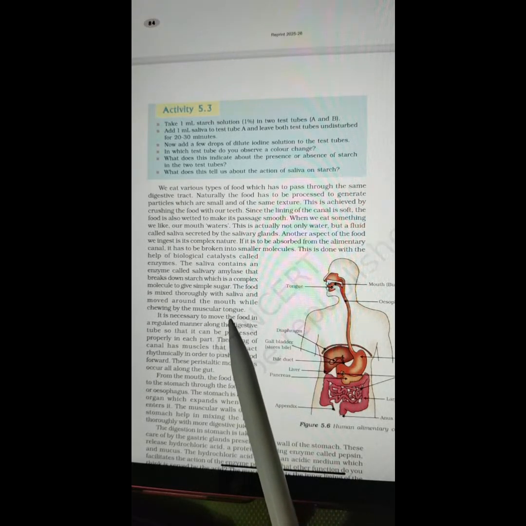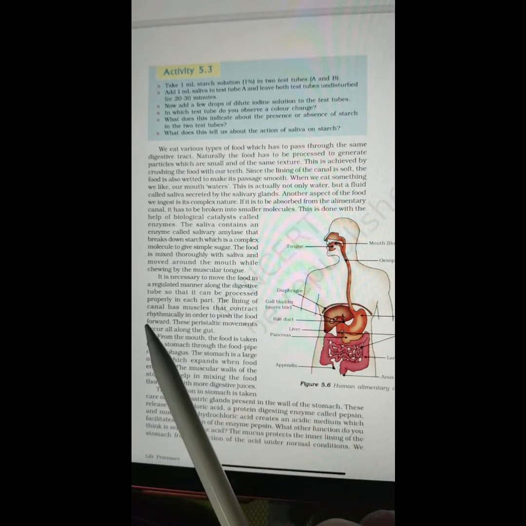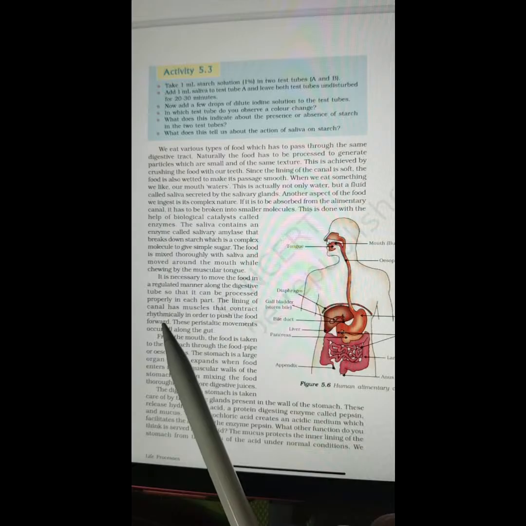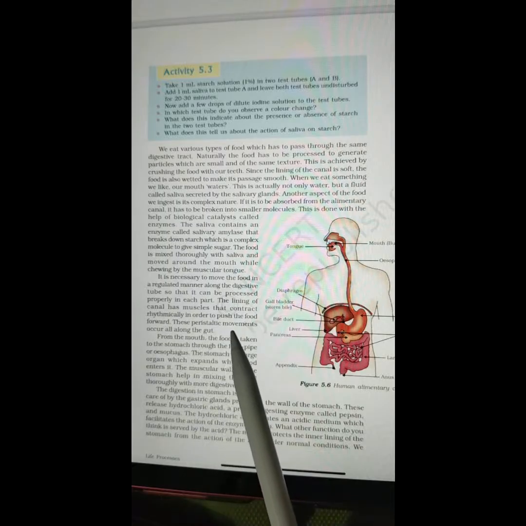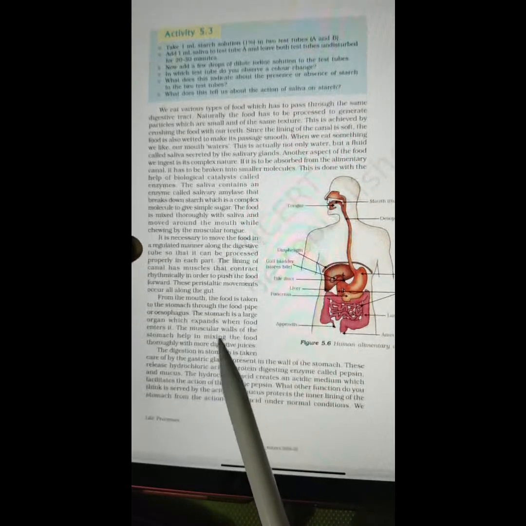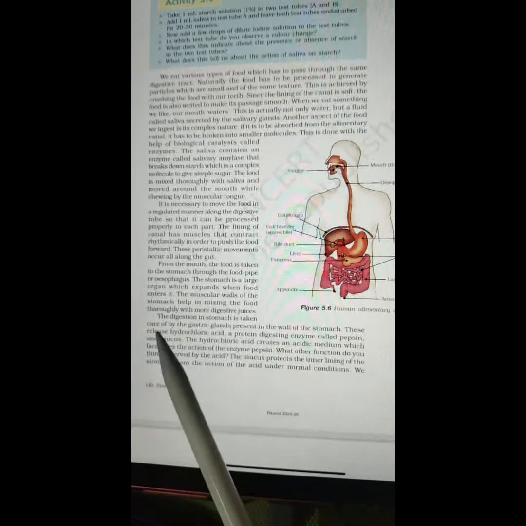Muscular tongue, rhythmically, peristaltic movements, oesophagus. Some people pronounce it like esophagus. So oesophagus, esophagus, both are correct.